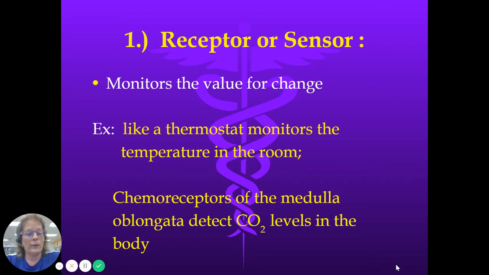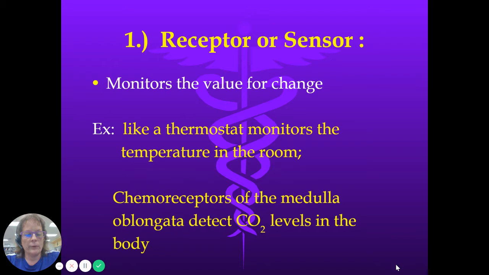So you have certain things like that in your body that are going to pick up on changes from the set point. An example are chemical receptors of the medulla oblongata that is located in your brain stem, right at the base of your neck, at the base of your brain. We'll talk about that when we get to the nervous system.